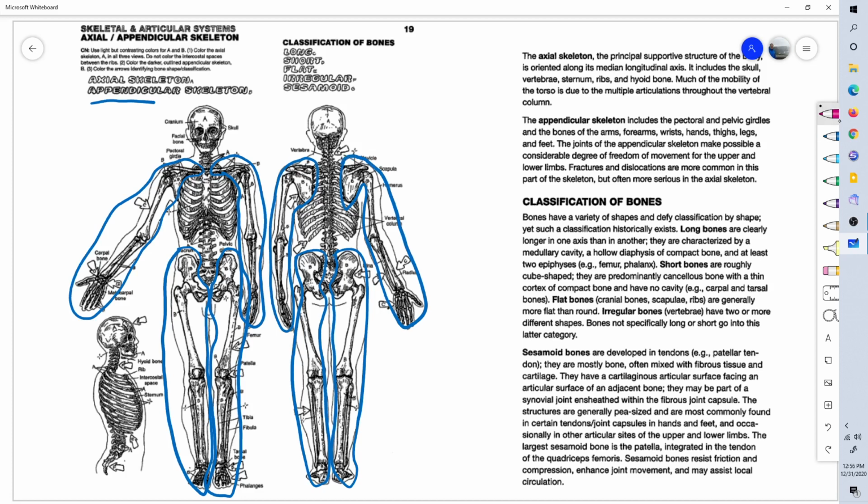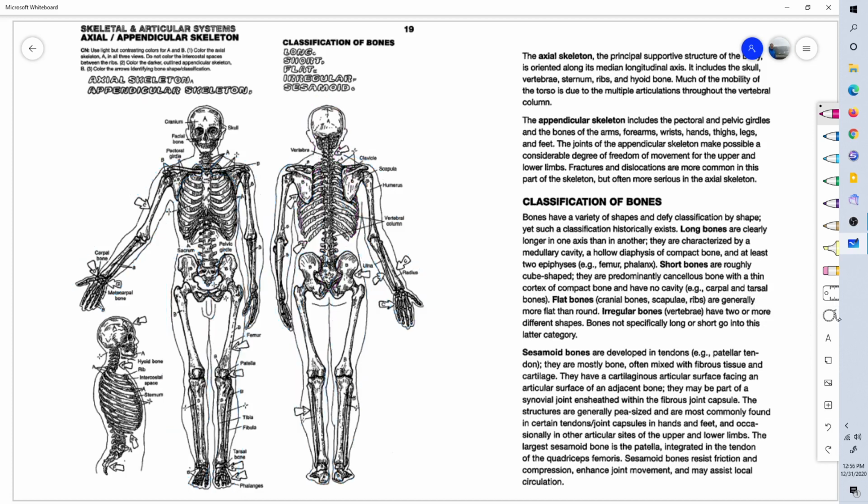And why don't I just superimpose and draw the axial skeleton, or circle the axial skeleton here. Here it is, down the spine. Here, oh, let's grab the ribs in there too. Yep. There we go. That is your axial skeleton versus your appendicular skeleton.